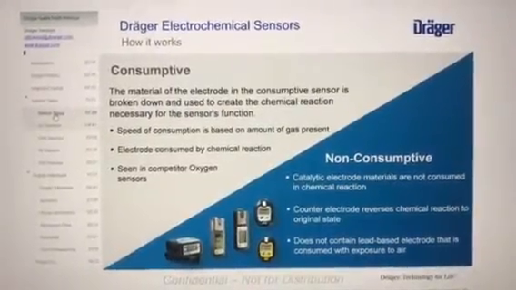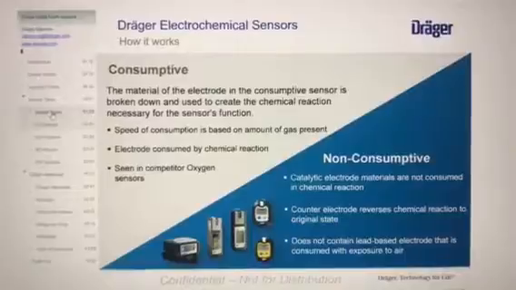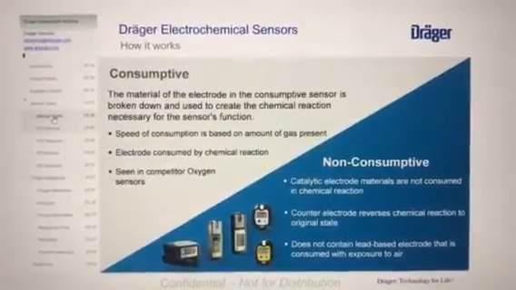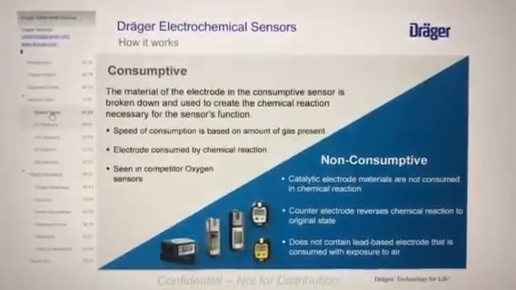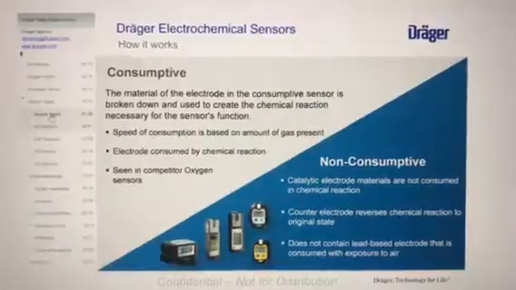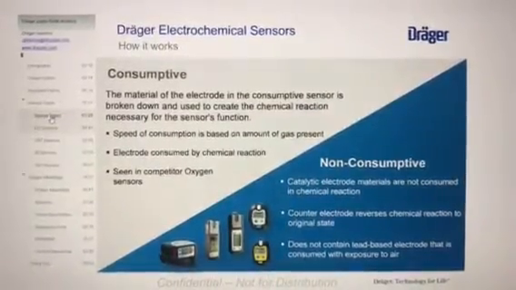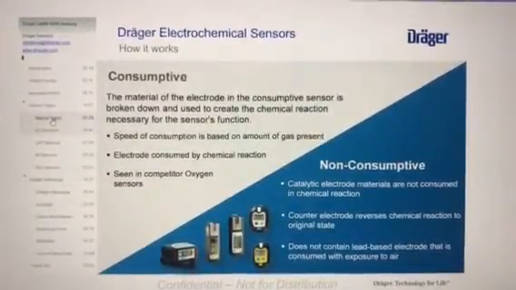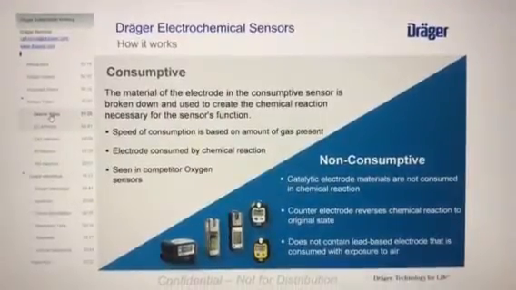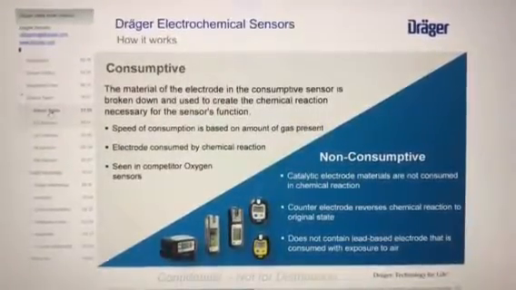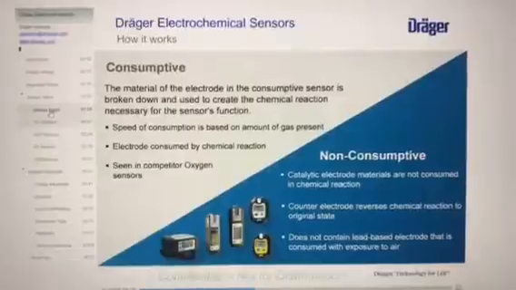If there is a sudden high concentration of gas, the electrode could be used up rapidly. The sensor would stop working because there is no longer any electrode material available to complete the chemical reaction. This is mostly seen in the oxygen sensors of many of Draeger's competitors, but can also be seen in ammonia sensors.